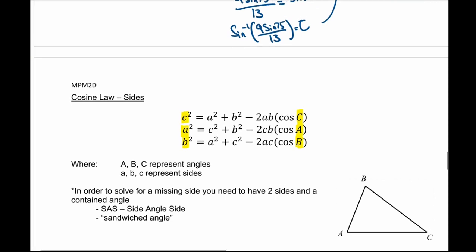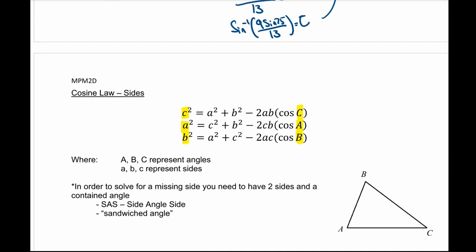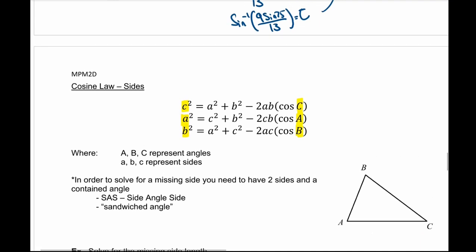One thing to help identify if we have to use cosine law in order to solve for missing sides is that you need to have two sides and a contained angle. What we mean by that is you have a side-angle-side sandwich, or a sandwiched angle. So let's say, for example, we are given angle A. We should be given this side and this side. So we have side, angle, side. That would help us solve for the remaining side.